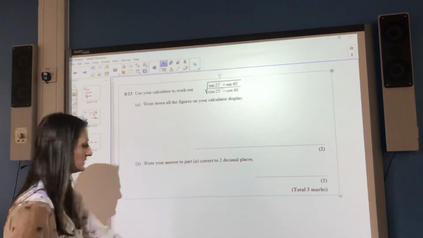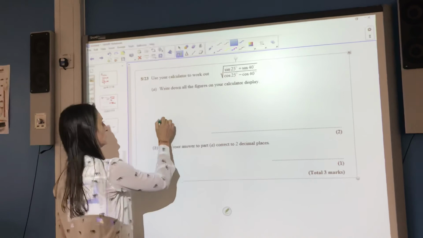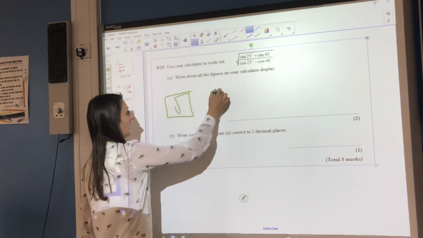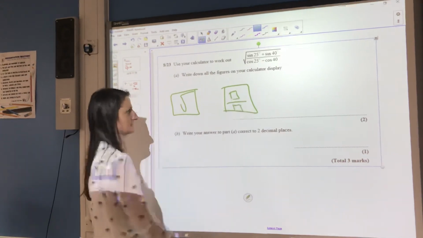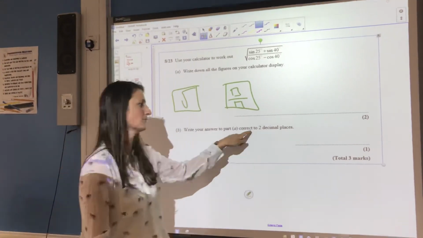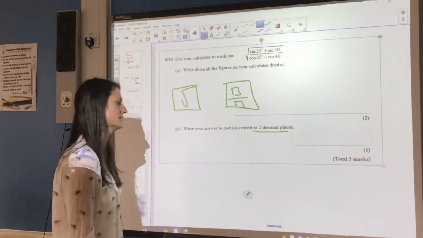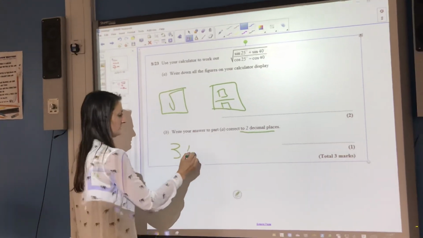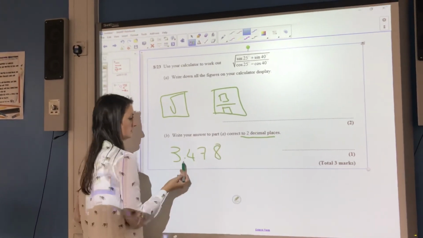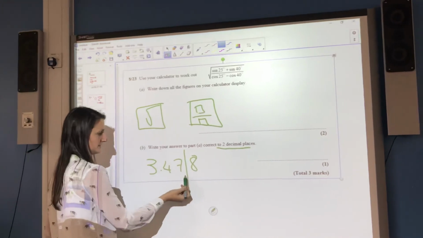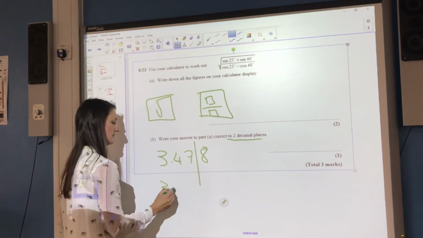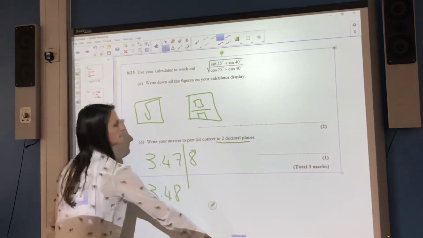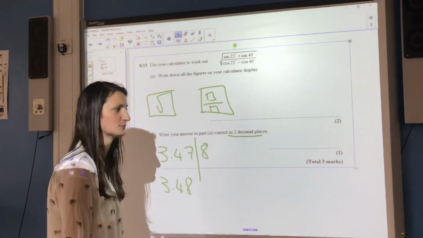The key to this question is to make sure you're using the square root button and then the button that looks like this to input these as fractions. And then remember to round to 2 decimal places. For example, this number, you would go 1, 2 digits after the decimal, and then you look at that number, makes you round up. So you just need to give your final answer to 2 decimal places.